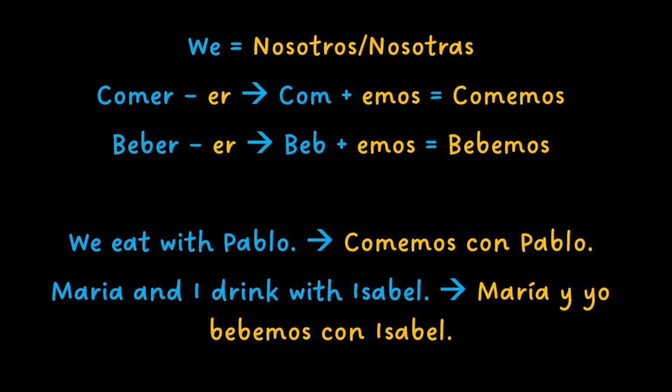We in Spanish is nosotros or nosotras, and to conjugate this, we drop ER and add EMOS. So to say we eat, comer becomes comemos, and to say we drink, beber becomes bebemos. We eat with Pablo is comemos con Pablo. Maria and I drink with Isabel is Maria y yo bebemos con Isabel.